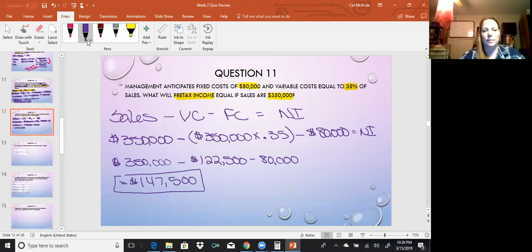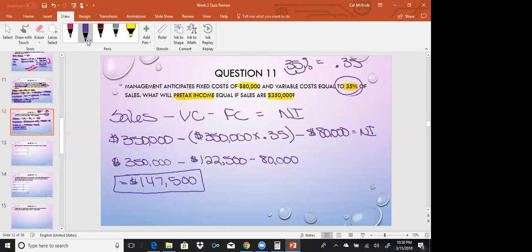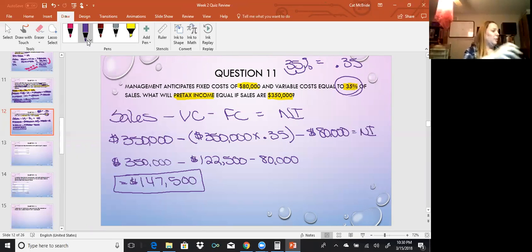Same formula. You just have to work with the percentage this time. And just in case you don't remember, 35% equals 0.35. Remember that rule from way back when, where you move the decimal point over? You have to be able to convert percentages.